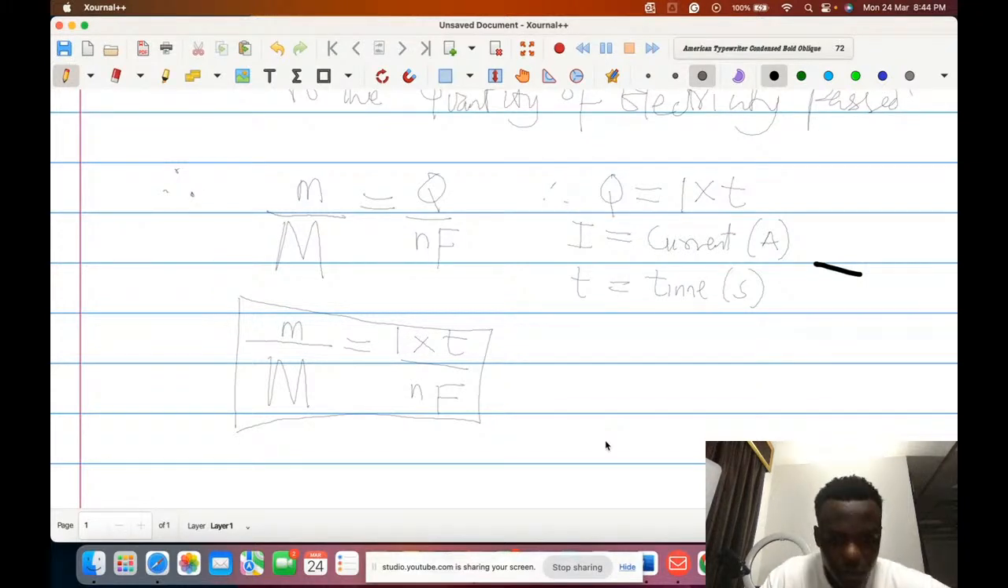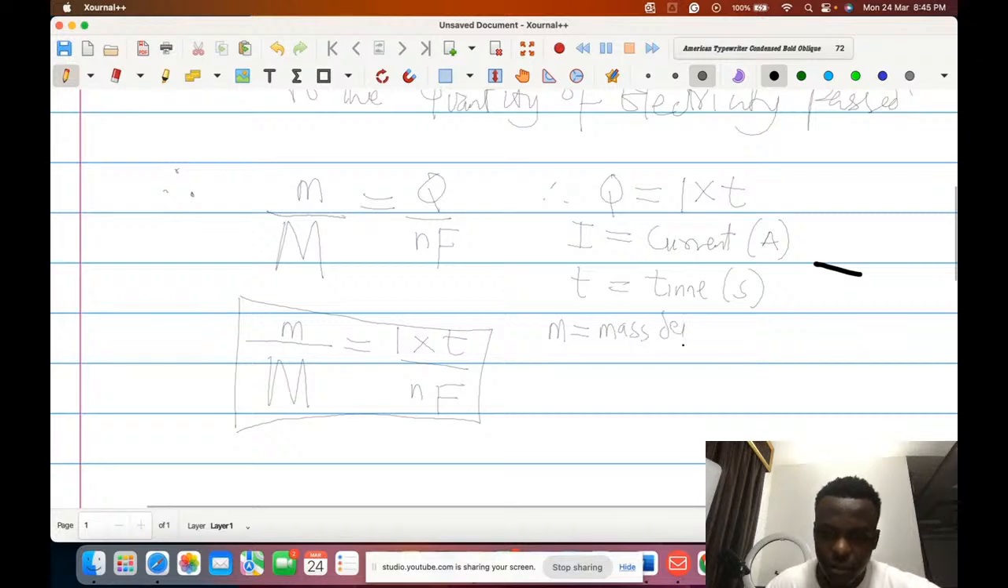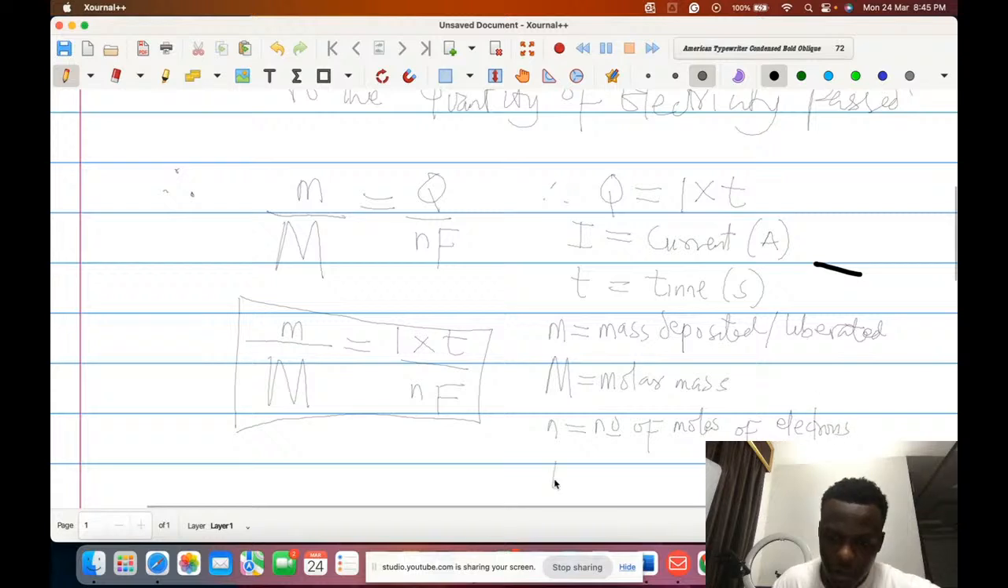Okay. Now, this small letter m is the mass deposited or mass liberated. Capital letter M is the molar mass. n is the number of moles of electrons. And of course, F is our Faraday's constant.